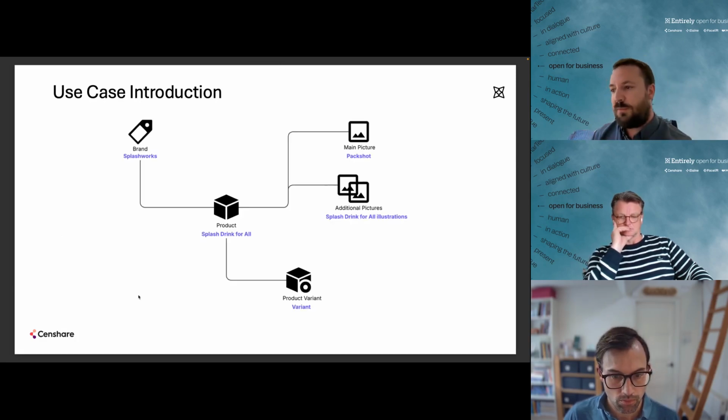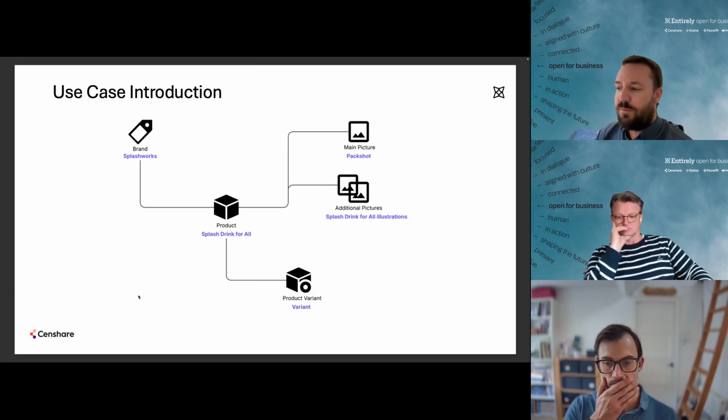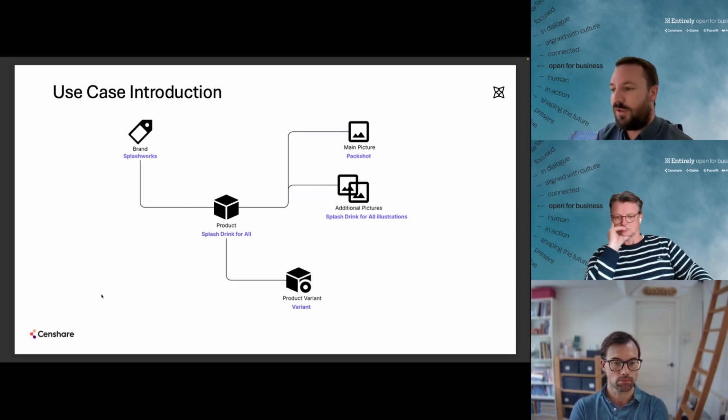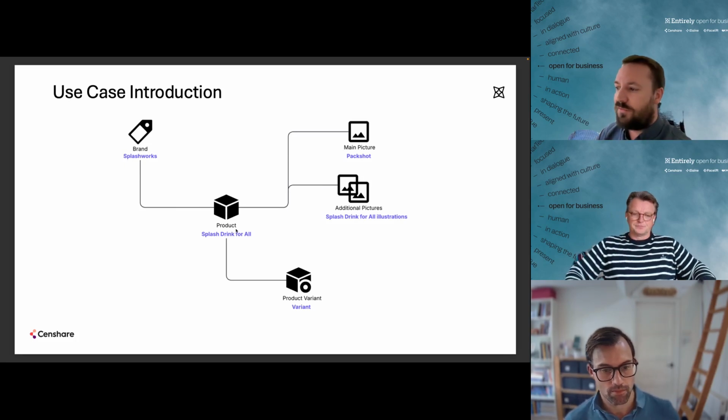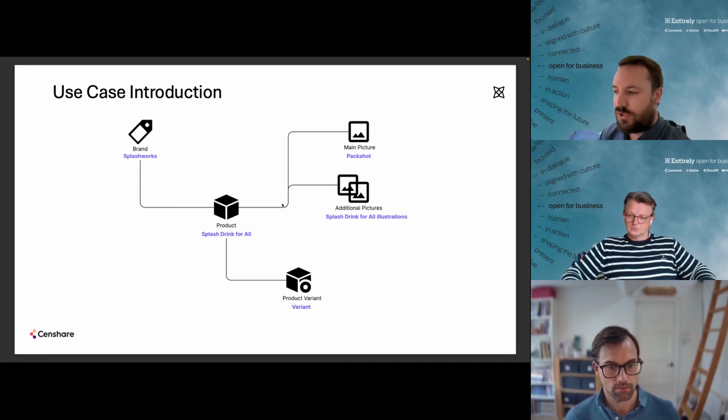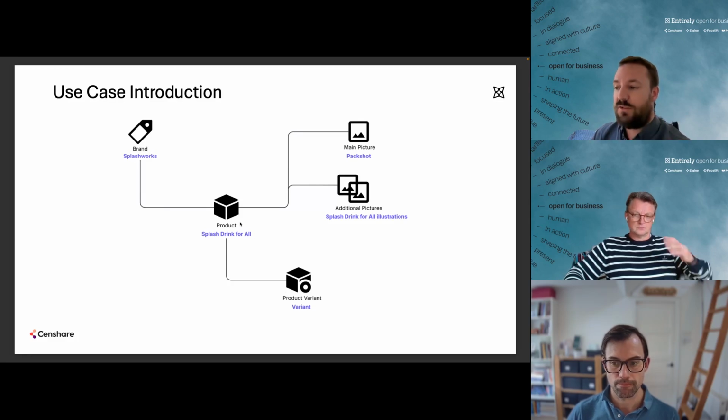Regarding the data model that we will show today, there will be, as we can see in the middle, one main product because that will be the focus of today. It will be a bottle called Splash Drink for All. That's a fake product here, a fake brand as well. This product belongs to Splashworks. To this product, we have one main picture, one pack shot linked to this. We have different illustrations, different images connected to this product. And one product variant connected also to this product.